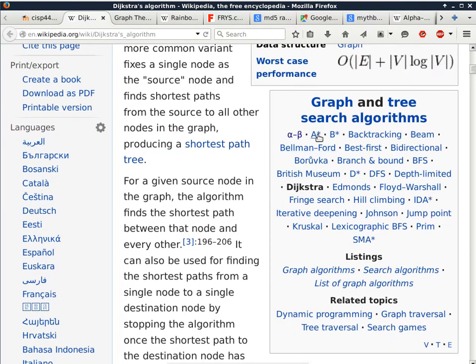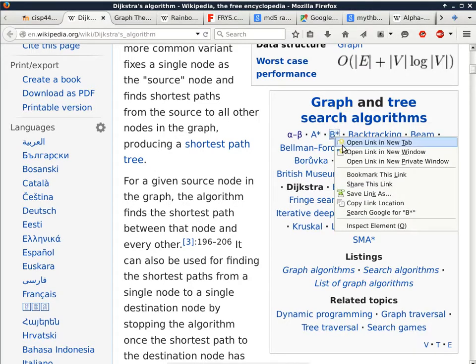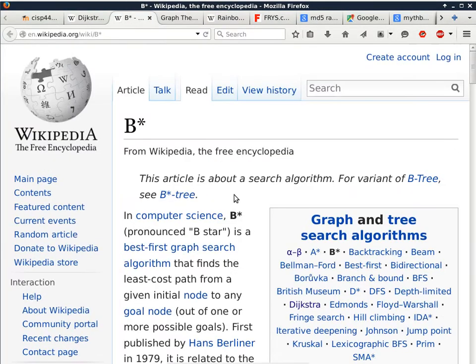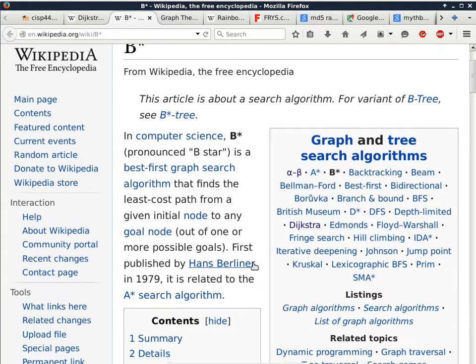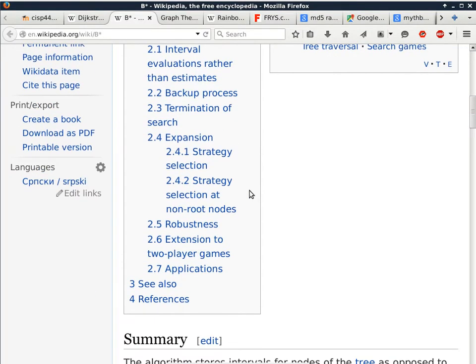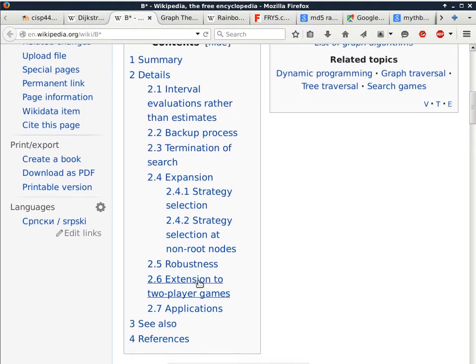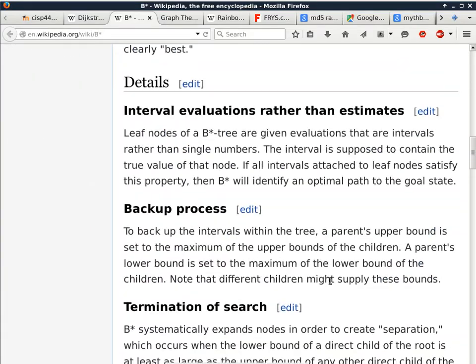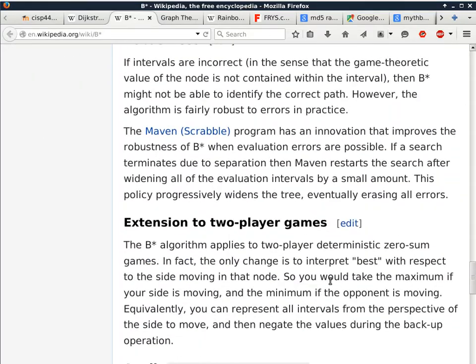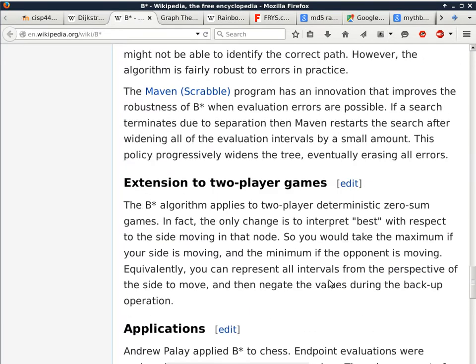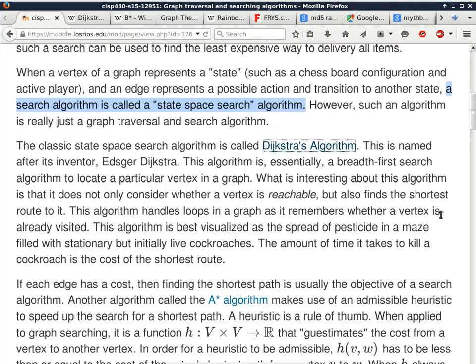And there are alternatives to this algorithm. We'll talk about A*. I'm just curious whether B* is the one that I have been searching for. Best first graph search algorithm. I'm just taking a quick peek here at the algorithm. Does it describe? No, it does not. Never mind. Okay.